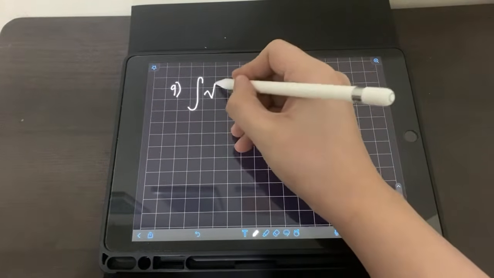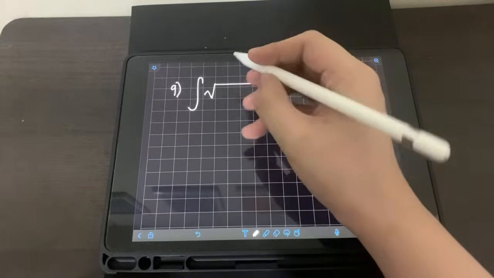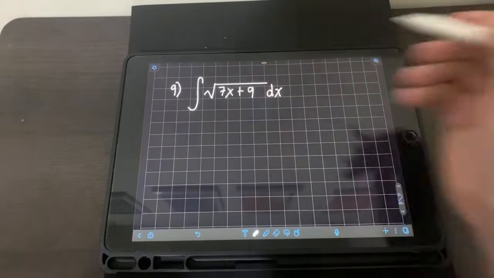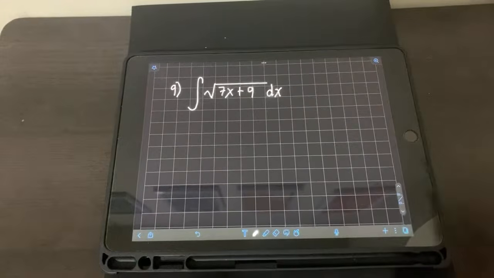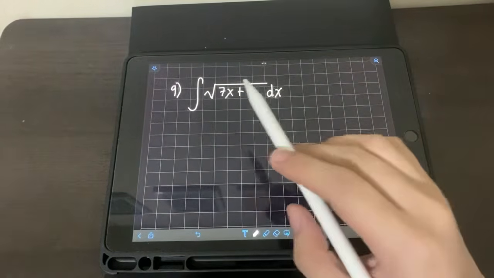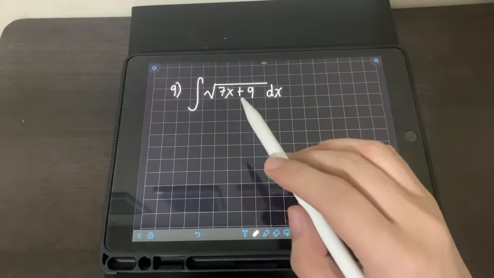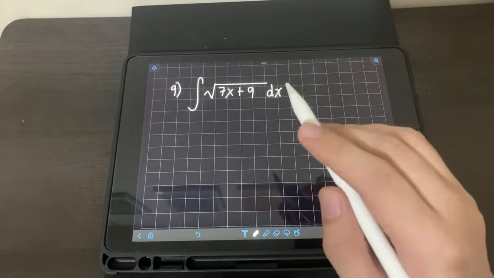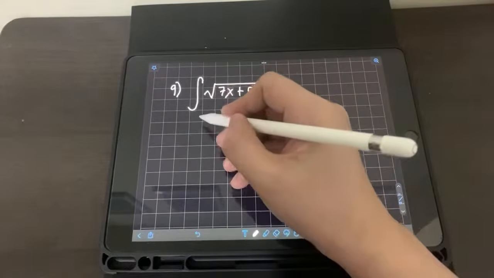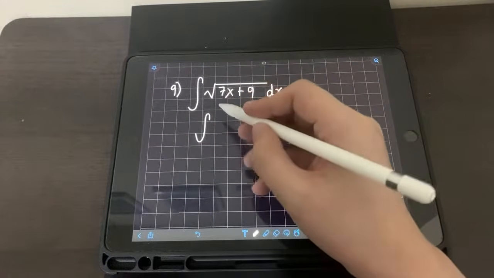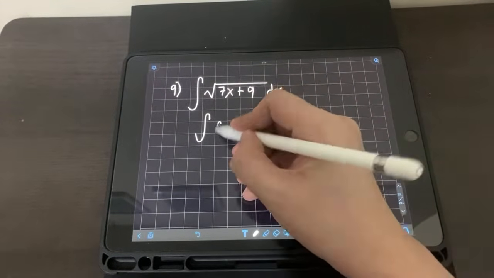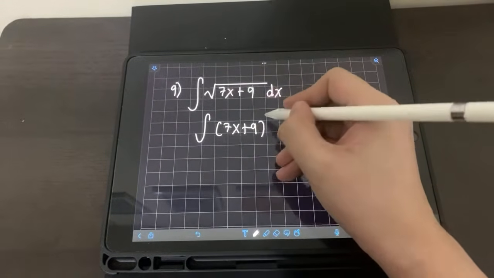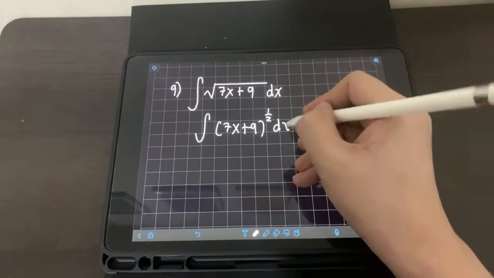Integral of the square root of 7x plus 9 dx. So, we have a square root. So, the first step is, what did I say? Kung meron kayong mga radical, i-transform nyo in terms of fractional exponent. So, transform ko muna itong square root of 7x plus 9 as 7x plus 9 quantity raised to 1/2.